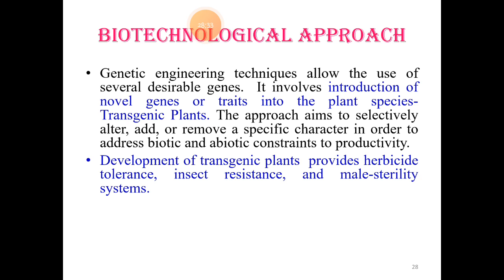This new gene introduced, as we know, will alter the behavioral character of the pest. Such plants are called transgenic plants. These transgenic plants provide certain characters to the plant itself, that is herbicide tolerance, then insect resistance, and also bring in male sterility of the pest.